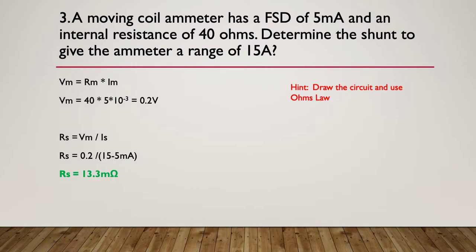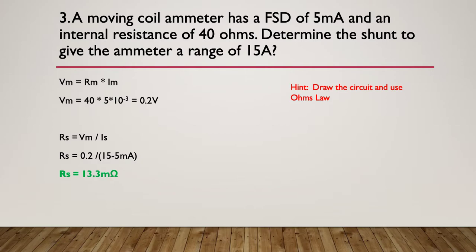So here's the answer. The voltage across the meter is going to equal the resistance of the meter multiplied by the current through the meter. So we know we're going to have our 40 ohms multiplied by our 5 milliamps, which means we're going to get about 0.2 of a volt dropped across the meter.